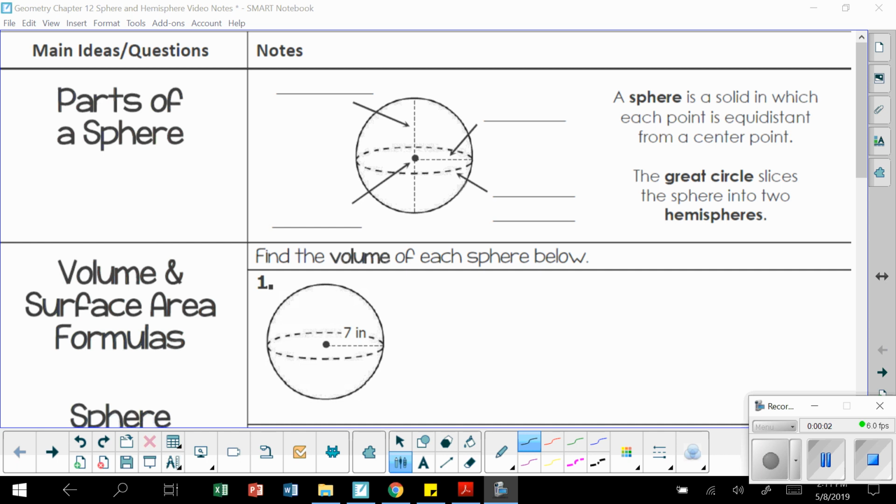All right, we're talking about spheres and hemispheres. So parts of a sphere, you're going to get the diameter. This one's going to be your radius. This one on the bottom is the center. This is the great circle.